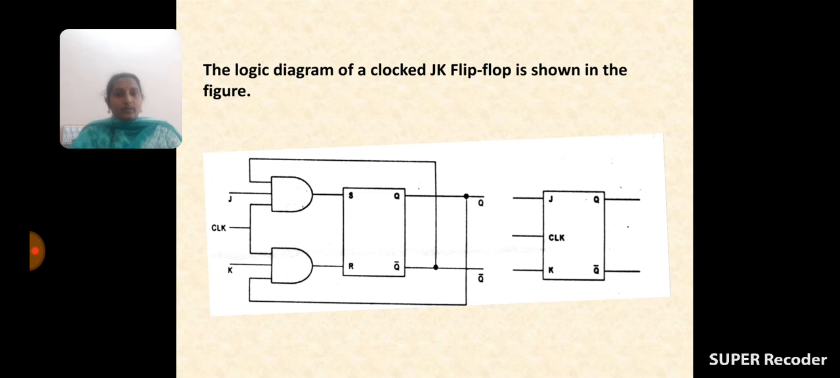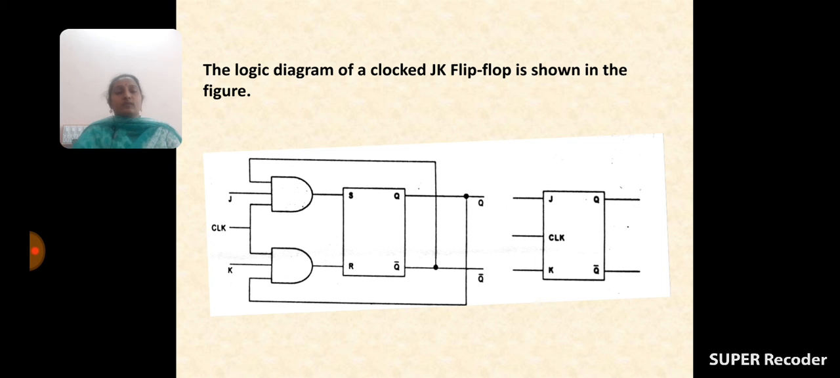But here in the JK flip-flop, even though the inputs are the same, the output is not in hold condition. The output is changed according to the inputs. The JK flip-flop is designed from an SR flip-flop with NAND AND gates at the inputs.